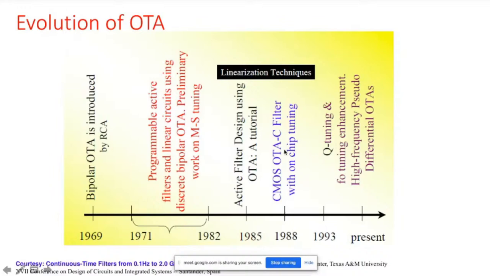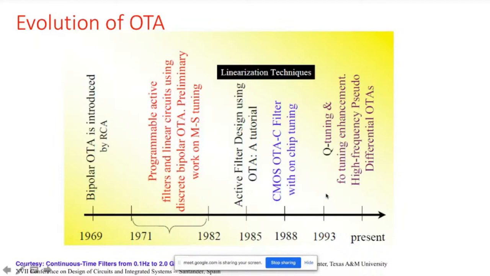Now, when you talk about the evolution of the GmC filter, or we can say GM-OTA, operational transconductance amplifier, it started in 1969, and after that it did not see much development. But in 1985, a lot of work was done on continuous time filters by Sanchez. Then it took a very different angle, and today you can see that this OTA-C filter is applicable for low frequency as well as for high frequency.